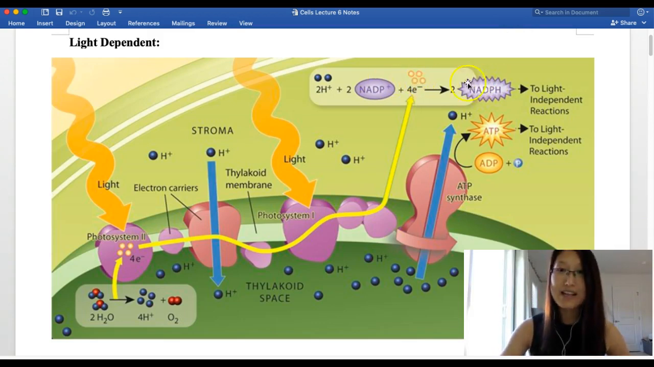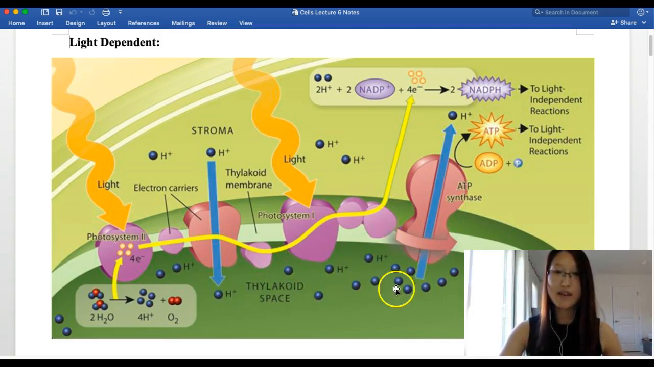So these electrons are in NADPH now. NADPH is going to bring that energy to the light independent reaction, and then that energy is going to be used to make sugar. And then our last step right here is we have all this hydrogen built up in the thylakoid space. We have a really high concentration of hydrogen in the thylakoid space.